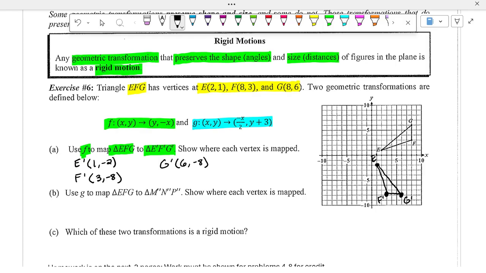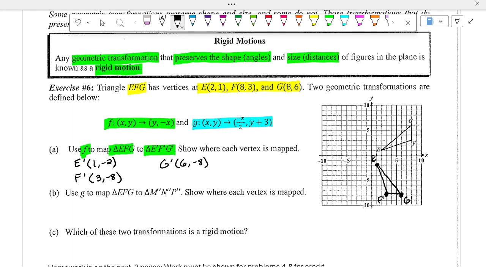So we just did the first transformation. We took the triangle that we originally had, we plugged it into the green function. Now we're going to take those same points and plug them into the blue function. Before we do that, let's talk about what's going to happen. We know we're going to add 3 to y. That's easy. But what's going on with the x? What's happening?